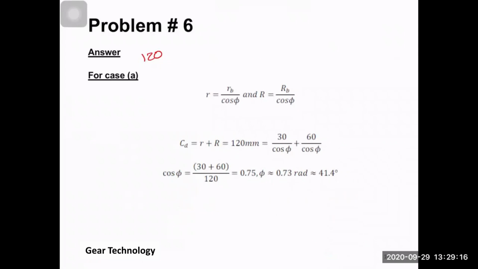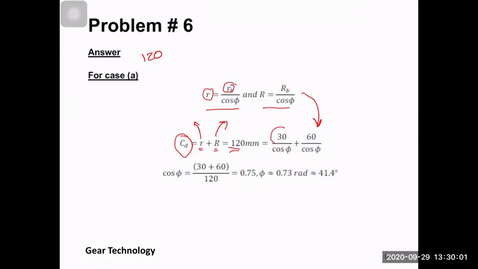As I said, there is a relation between the radius of the pitch circle and the radius of the base circle, okay? So this is for the pinion and this is for the gear. And we know also that the center distance is small r plus capital R, which is the radius of the pitch circle of the pinion and the radius of the pitch circle of the gear. In the first case, the center distance is equal to 120. So based on this relation, we can substitute these values. We substitute small r by RB over cosine phi, and then we substitute capital R by RB over cosine phi.